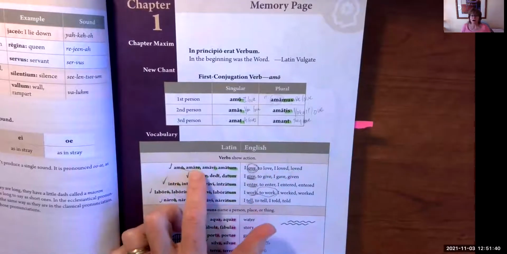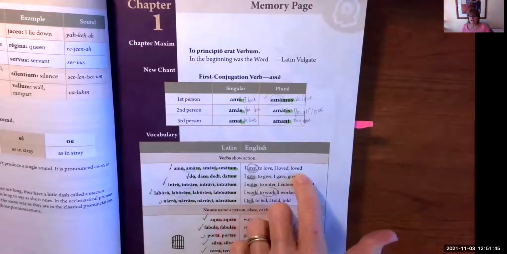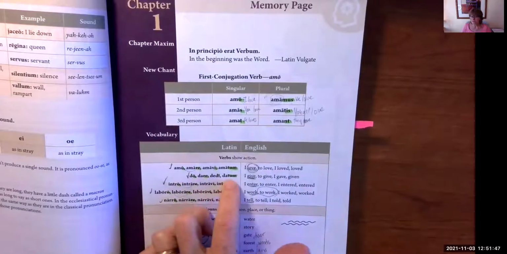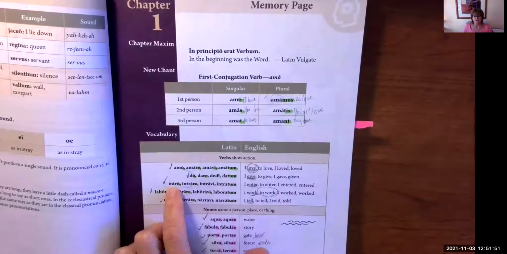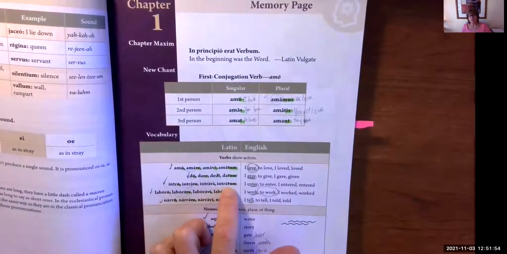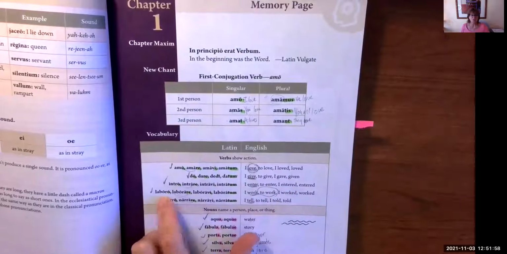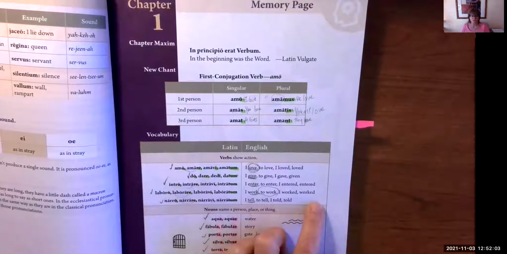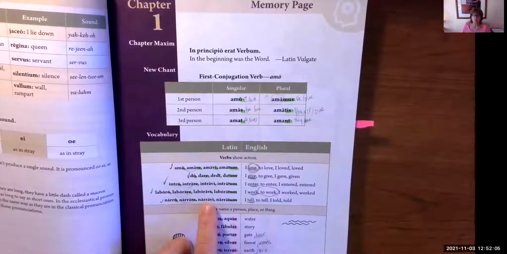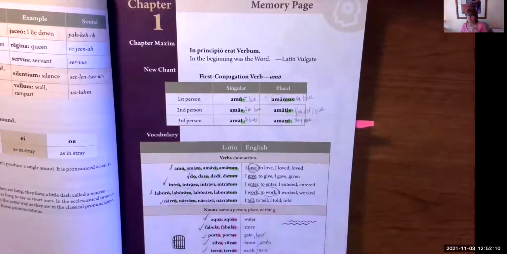So, amo, amare, amavi, amatum. I love, to love, I loved, loved. Do, dare, dedi, datum. I give, to give, I gave, given. Intro, intrare, intravi, intratum. I entered, to enter, I entered, entered. Laboro, laborare, laboravi, laboratum. I worked, to work, I worked, worked. Narro, narrare, narravi, narratum. I tell, to tell, I told, told. Beautiful rhythms there. The children can easily recall that.